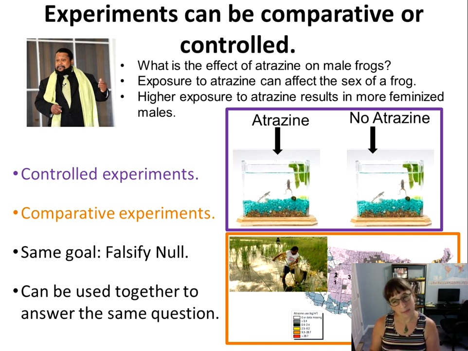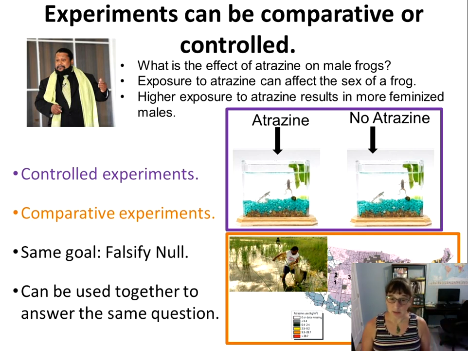Comparative experiments don't have that control like you have in the controlled experiments. Instead, what you do is you go out into the natural world and you compare among different things with different variables already existing in nature. So in the orange box below, you see a map of the United States with numbers posted along it. So 1, 2, 3, 4, 5, 6, 7, 8.